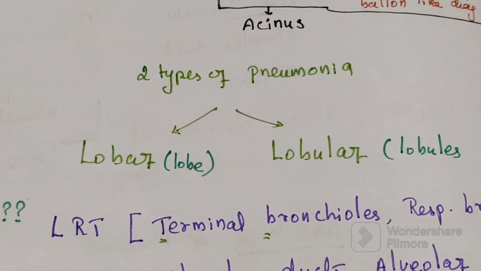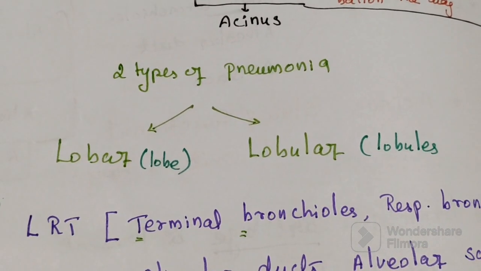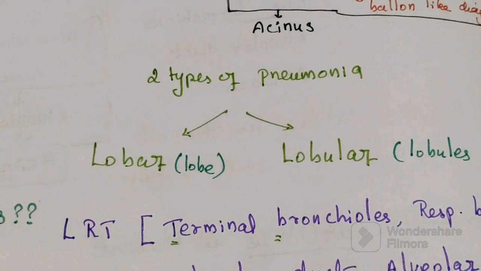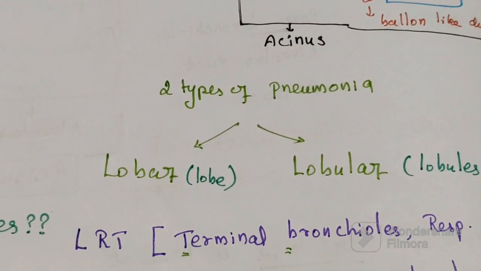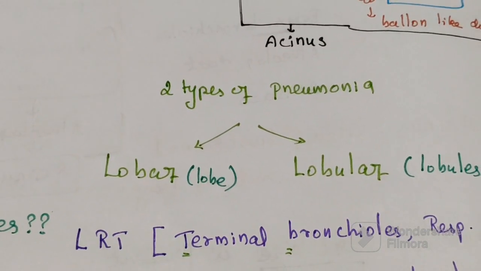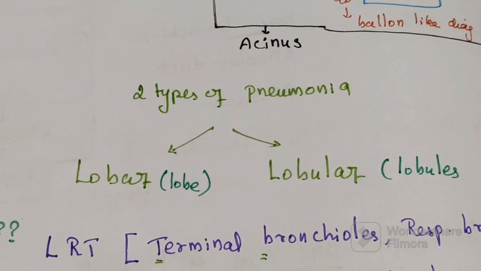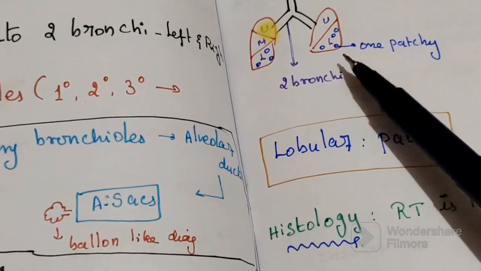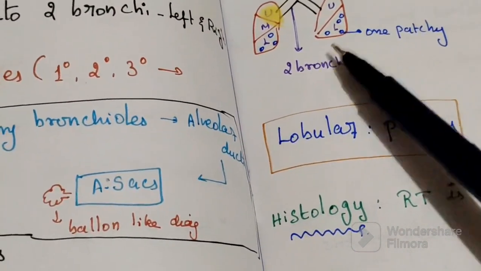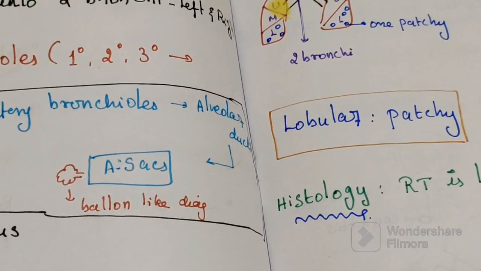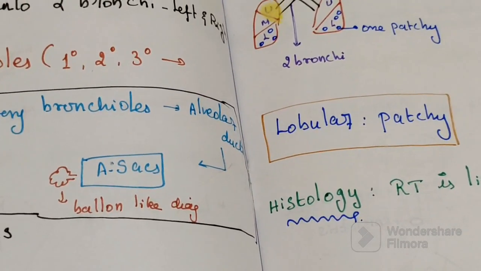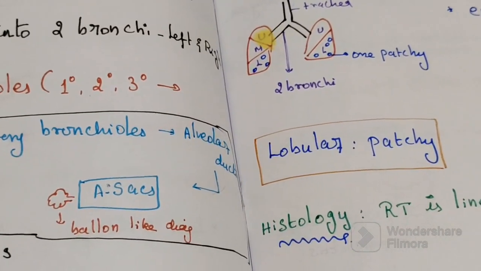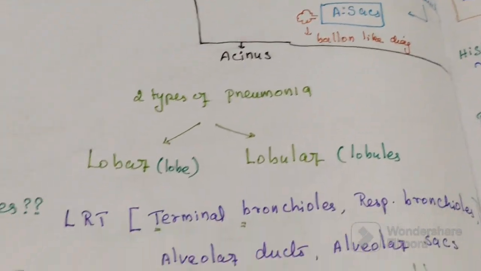Two types of pneumonia: lobar pneumonia and lobular pneumonia. Lobar pneumonia means lobes are involved, upper, lower, middle, like that. Lobes involved means lobar pneumonia. Lobular pneumonia means only this part is involved, a patchy involvement. That is lobular pneumonia.